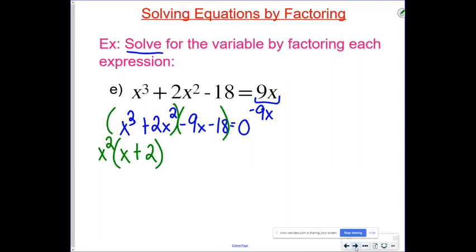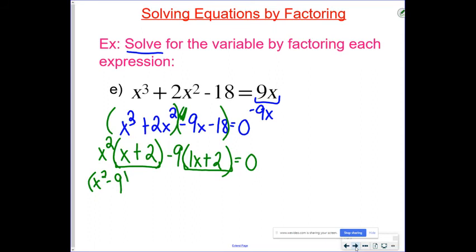On my next one, -9x and a minus 18. Because there's a negative in the front, I'm going to pull out a -9 out of both of those terms. -9x divided by -9 is 1x. -18 divided by -9 is positive 2. Set equal to 0. Because these inside pieces match, I can group the outsides together. X squared minus 9 and x plus 2, still setting that equal to 0.